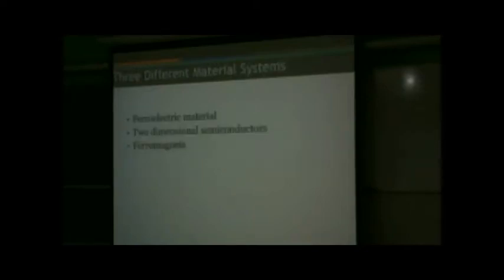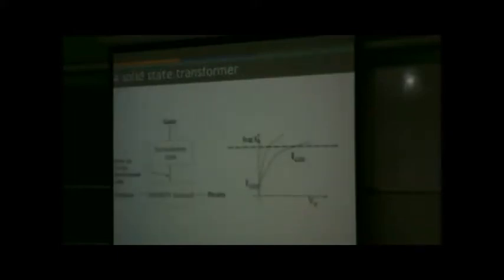The 3 different material systems that I'm going to talk about are ferroelectric materials, 2-dimensional semiconductors, and ferromagnets. Let's start with a ferroelectric material. What I'm going to show, hopefully very briefly, is that by exploiting the stored energy in a ferroelectric material, it may be possible to make something like an electrostatic transformer, a device that can boost up a voltage from one node to that internal node.